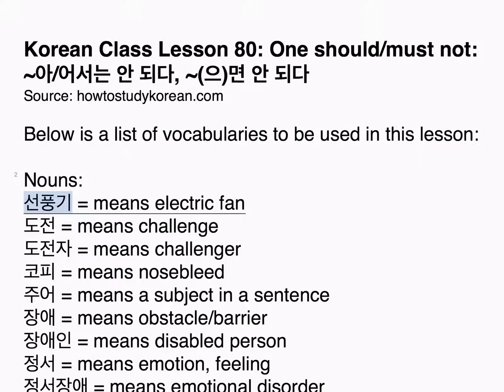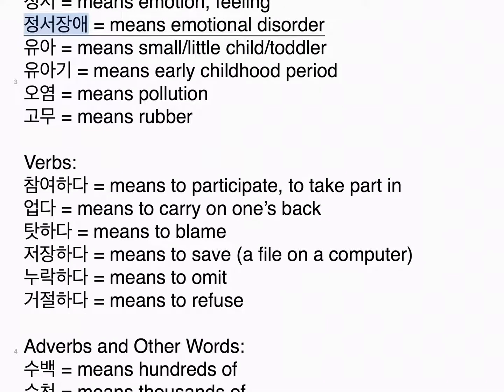Below is a list of vocabularies to be used in this lesson. Nouns. 선풍기, means electric fan. 도전, means challenge. 도전자, means challenger. 코피, means nosebleed. 주어, means a subject in a sentence. 장애, means obstacle, barrier. 장애인, means disabled person. 정서, means emotion, feeling. 정서장애, means emotional disorder. 유아, means small little child, toddler. 유아기, means early childhood period. 오염, means pollution. 고무, means rubber.